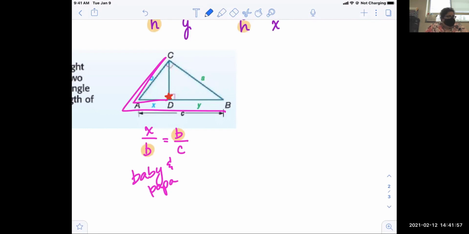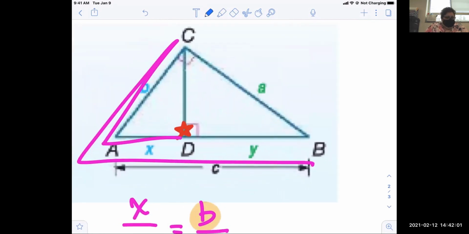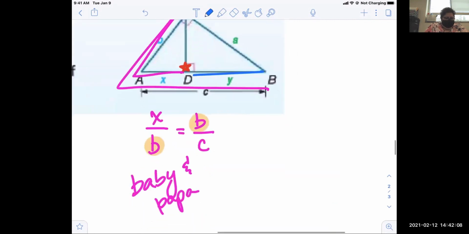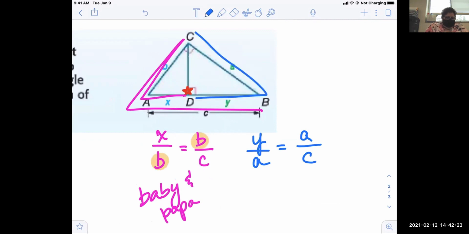You got to start at the star. So this was X, right? What's this? Yep. Y over A. Yep. Equals C. Good. So Y is to A as A is to C. So that's the same theorem, just on opposite sides of the triangle.